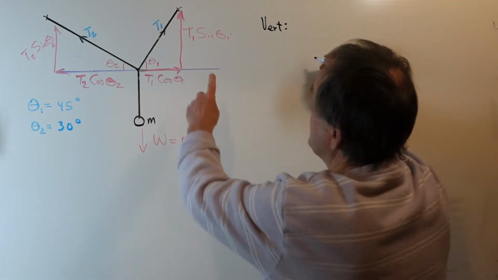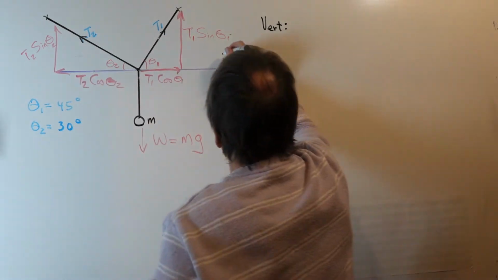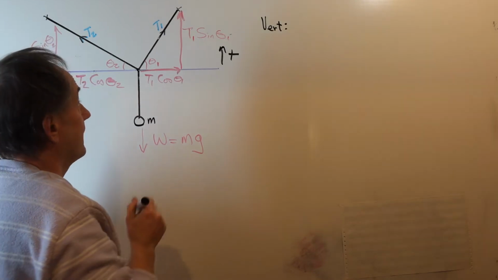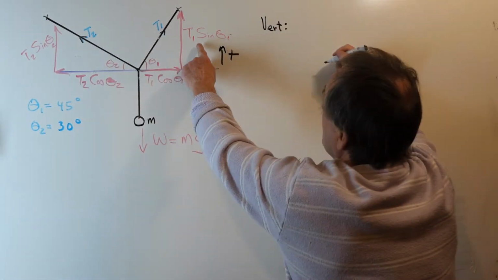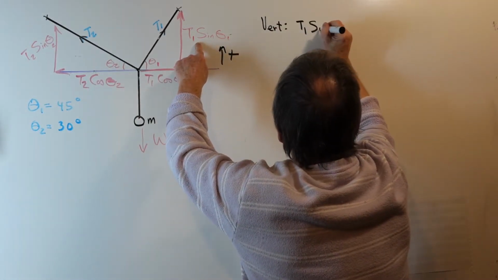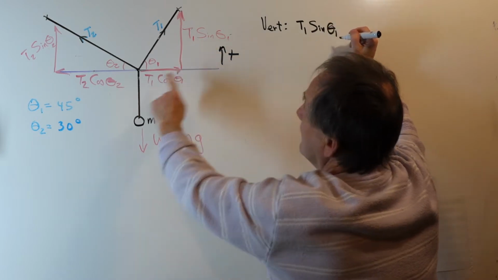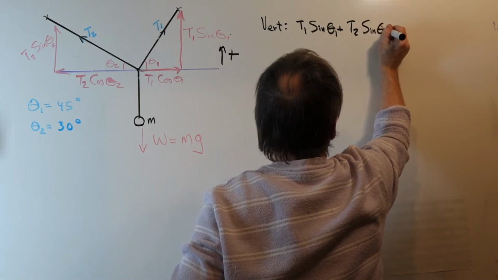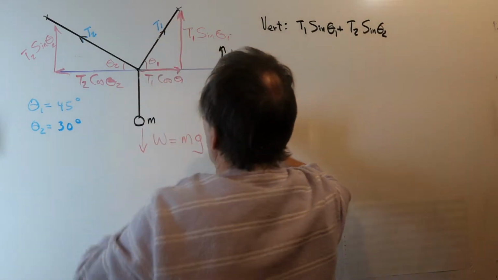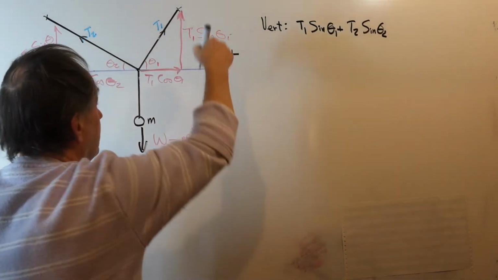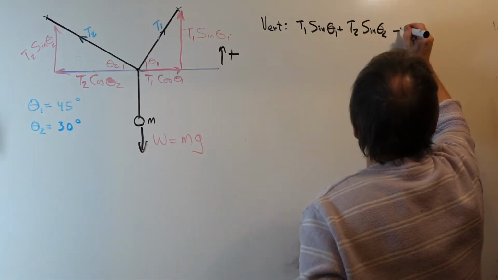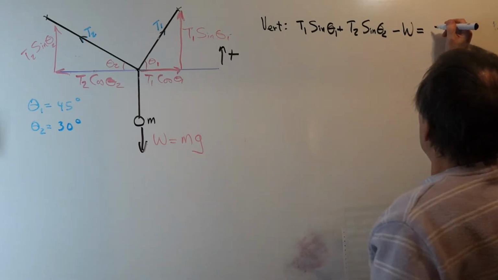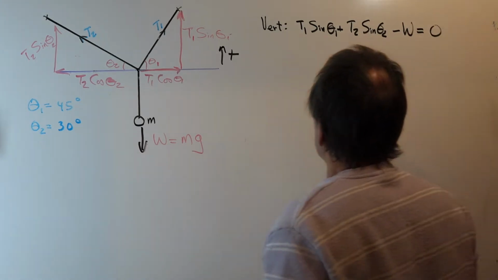So, in the vertical direction, we sum our forces. Let's choose upward as positive. So, we have T1 times the sine of theta 1 plus T2 times the sine of theta 2, and the weight force is downward in the negative direction, so we have a minus W for the weight, which is mg, we'll just call it W, is equal to 0.